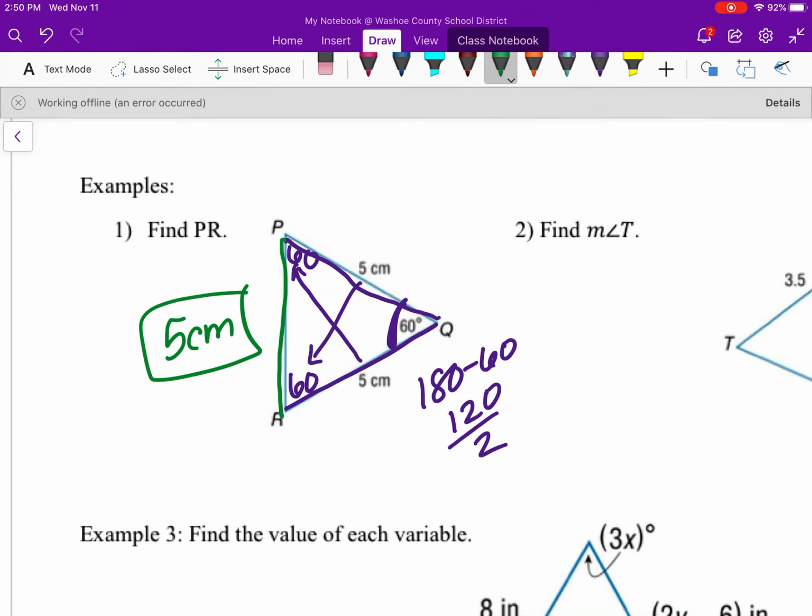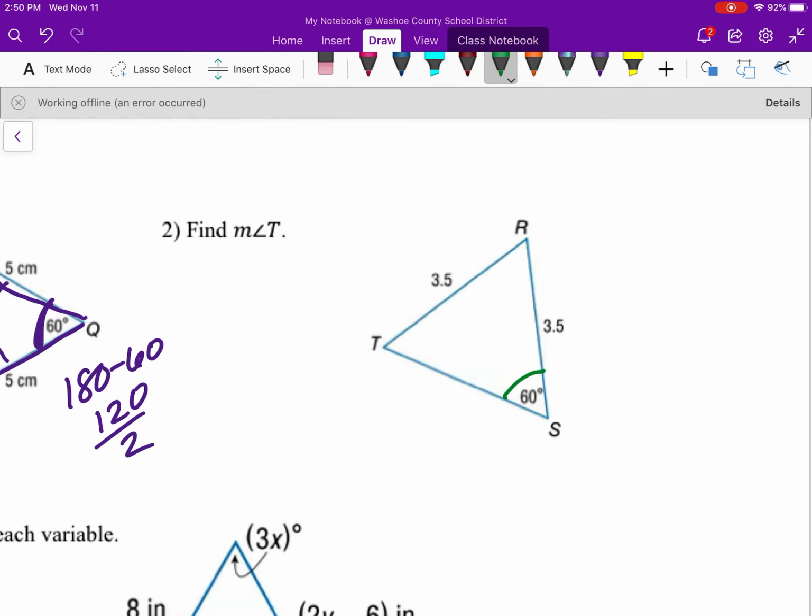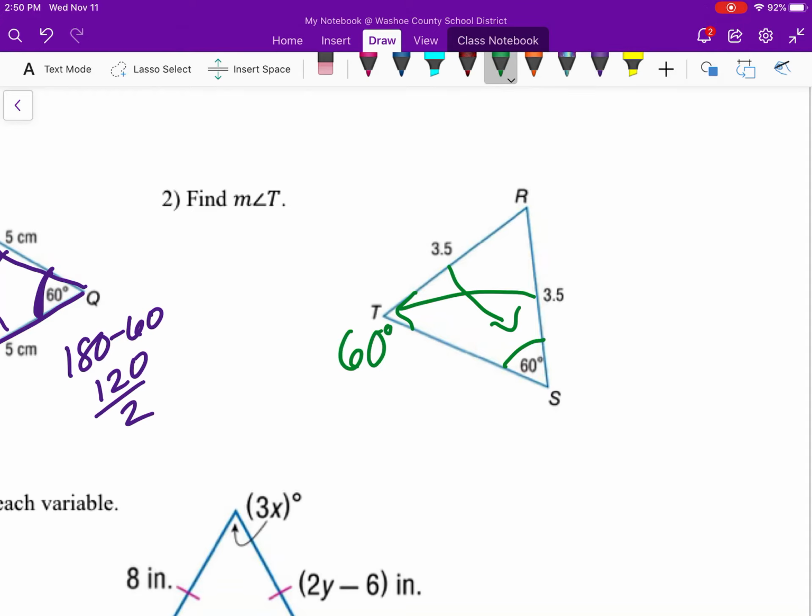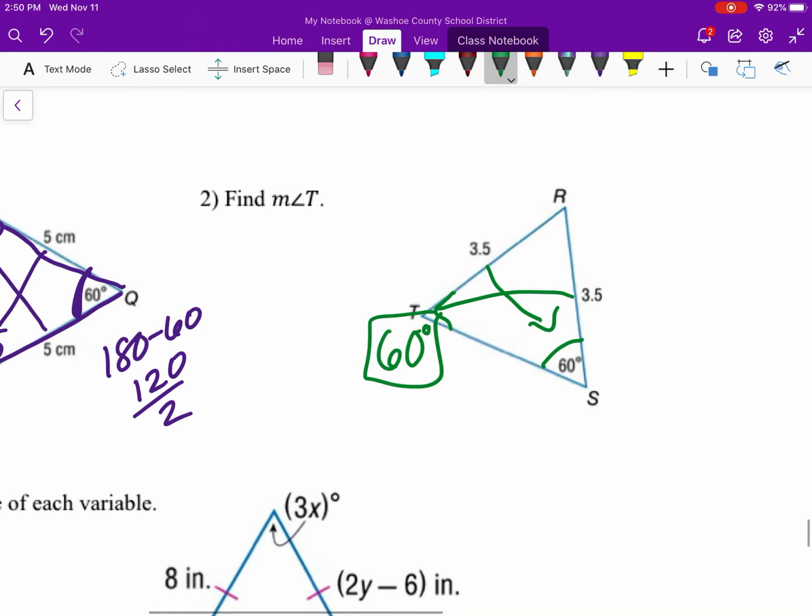Okay, number 2, find angle T. Well, okay, I know that if this is 60, then I have 120 degrees to work with between the other two angles. 3.5 is across my 60, so 3.5 is across angle T, so because that's 60, angle T is also going to be 60 degrees.